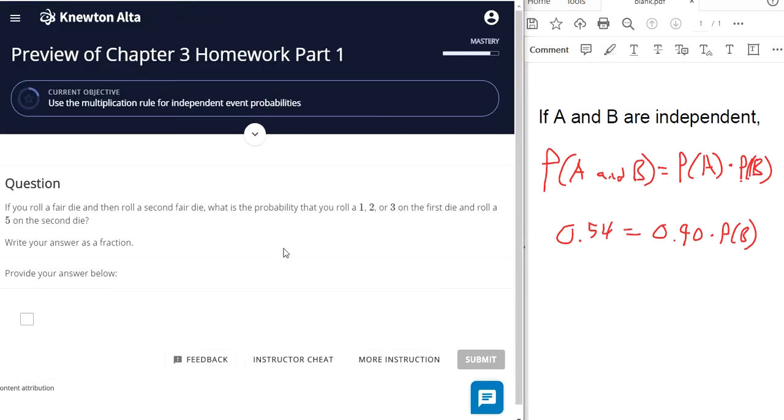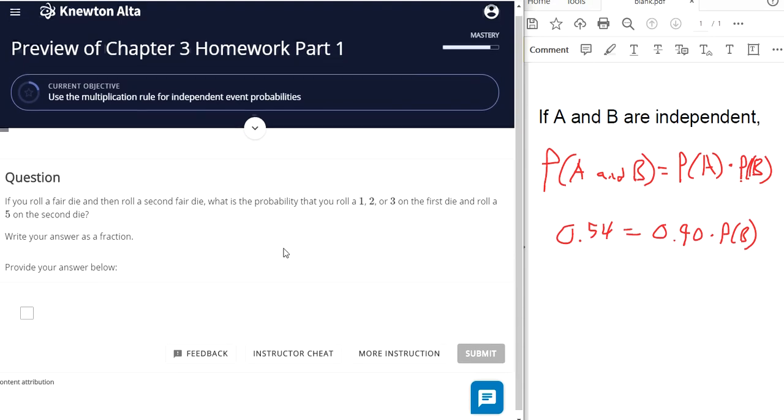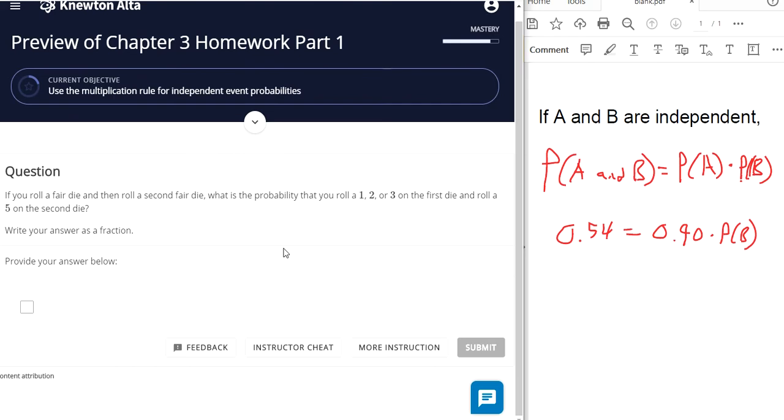Here we go. If you roll a fair die and then roll a second fair die, what is the probability that you roll 1, 2, or 3 on the first die and a 5 on the second die? So start with the first probability. What's the probability that you roll a 1, a 2, or a 3 on a fair six-sided die? There's 3 out of 6 ways of getting those options, right? So it's a 1/2 chance.